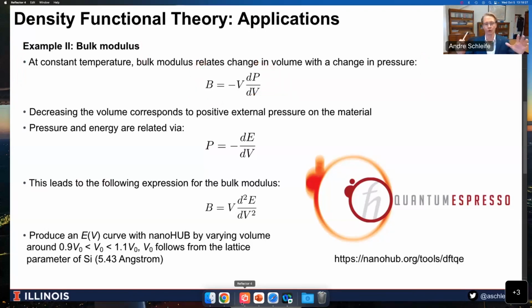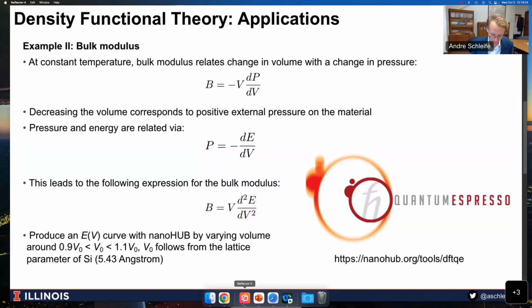And if you decrease your volume, that corresponds to positive external pressure on the material. If you increase your simulation volume, that corresponds to negative external pressure. And pressure and energy are related with this relation. If you plug these 2 equations together, again, you've most likely done this before, but I want to walk through the steps just in case you've never seen this. What you end up with is an equation for the bulk modulus of your material, in this case of silicon, in a moment, that relates the curvature of your total energy versus volume curve, right? So this is E as a function of volume, total energy as a function of volume of your simulation cell.